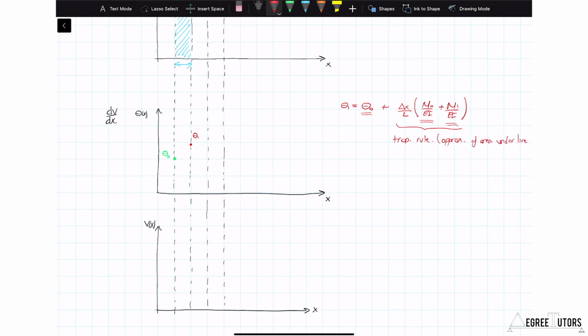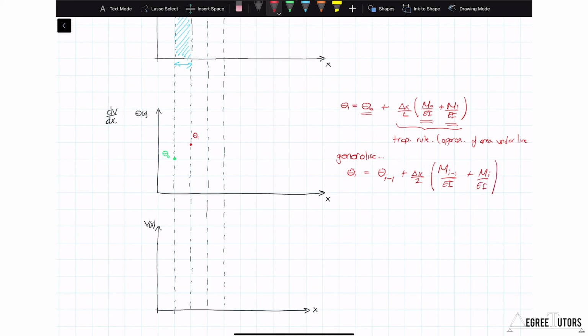All right. So we want to generalize this, right? We just want to have a statement that can apply for any values. So let's generalize. What do I mean by that? Well, theta, some value theta i, is equal to theta, the previous value, which would be i minus 1, plus delta x over 2 times m i minus 1 over e i plus m i over e i. That's what I mean by generalize. You can put in any value of i and this equation would work.